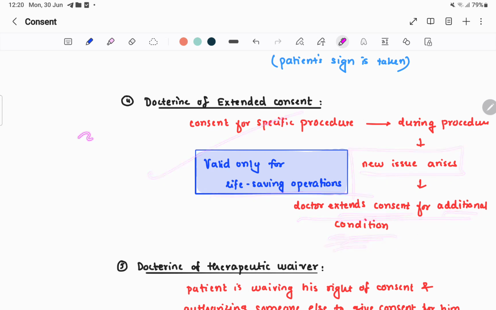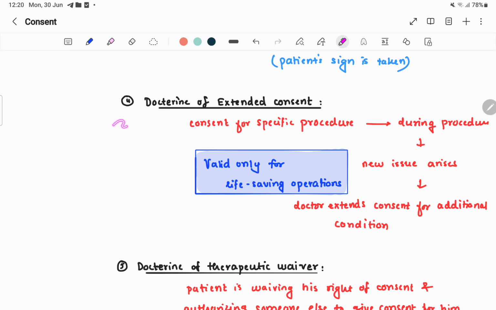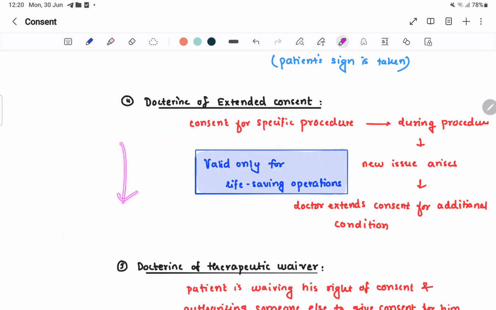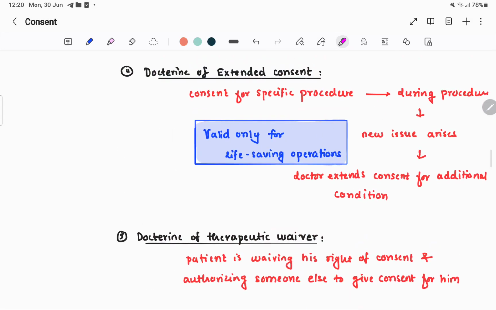Only for life-saving operations, you don't need to wake up the patient again, take consent, and put him under general anesthesia or spinal anesthesia again to do the procedure. If a patient is in cesarean section, and after that PPH occurs, you don't have to wake up the patient after spinal anesthesia to take consent and do management of PPH. You can do it accordingly. So it is extended consent. It's not a blanket consent, not an open consent.